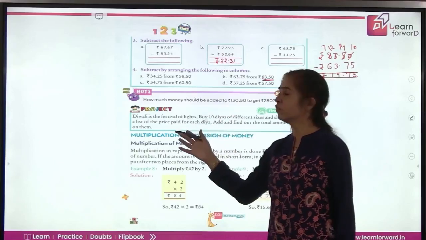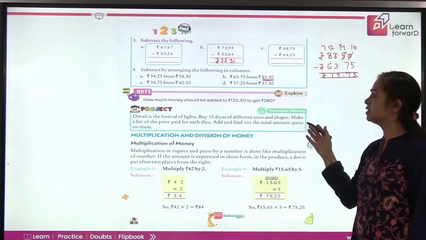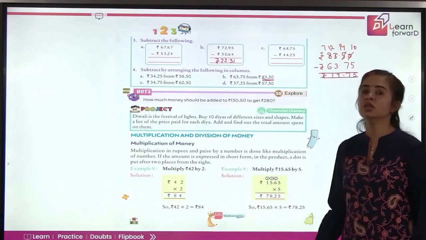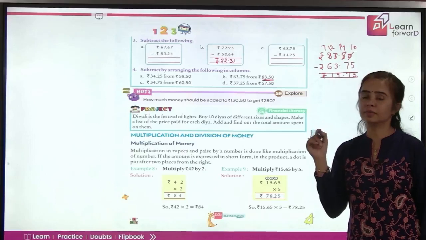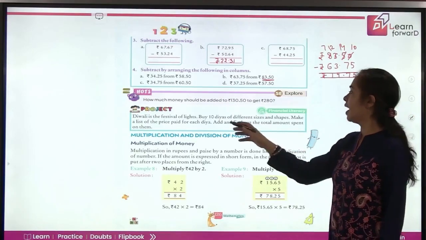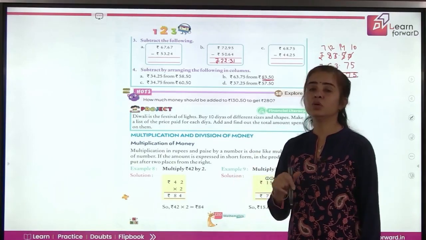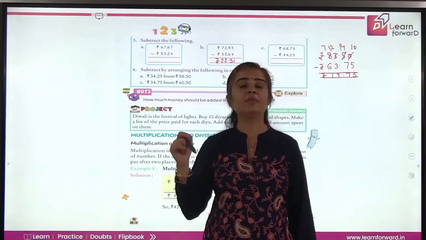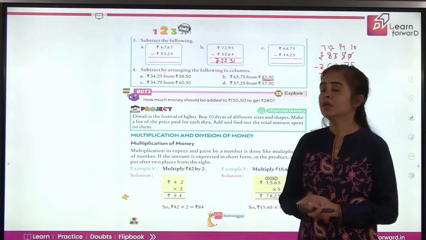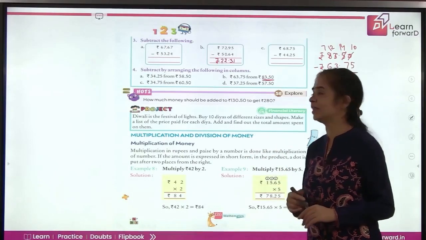Now, here's a project for you. Diwali is the festival of lights. Buy 10 diyas of different sizes and shapes. Make a list of the price paid for each diya. So, you will be buying the diyas of different shapes and sizes with different prices. Add and find out the total amount spent on them. And it is a very good gesture to help those people who make those diyas, right? So, always use diyas and decorate your homes with them.